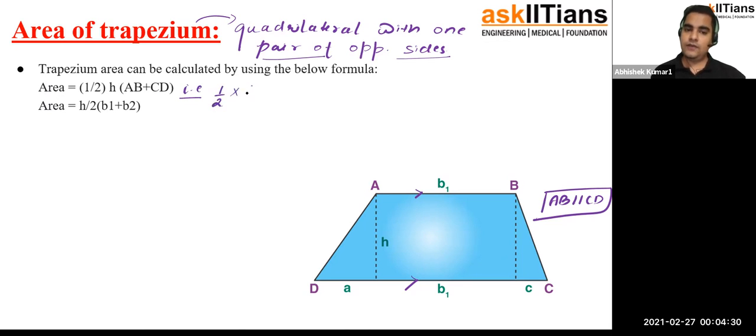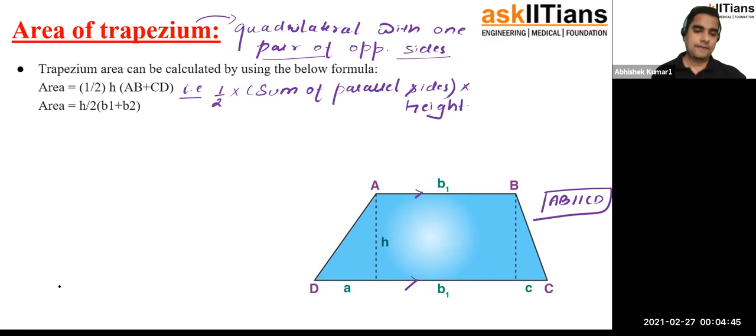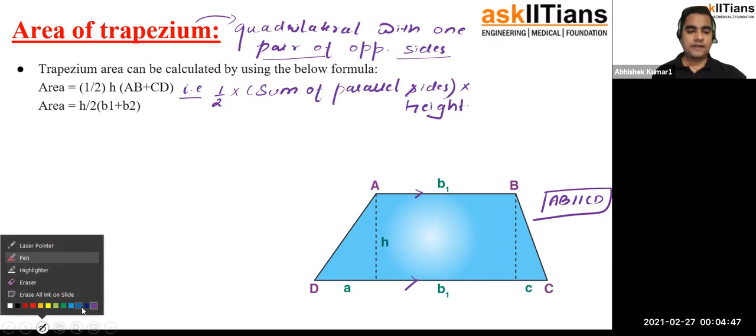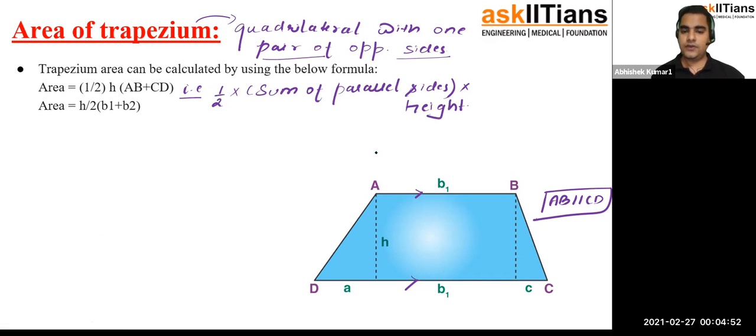The area is given by 1 by 2 multiplied by sum of parallel sides, multiplied by height. If you solve it, you automatically get the area of trapezium. Now, how we got that formula for the area of trapezium, that is what we are going to discuss. All right. So here, this ABCD that we have, this is a trapezium, guys. We have to derive the formula for the area of trapezium here. So check out how we can calculate.